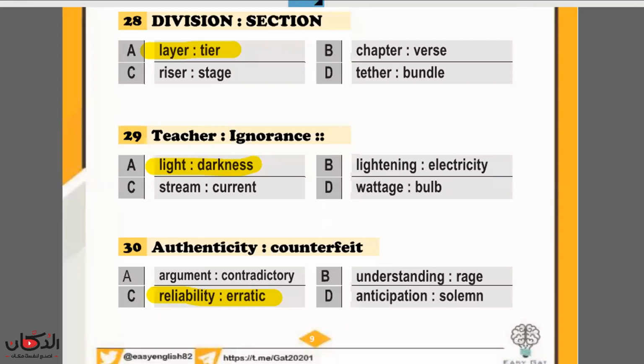Reliability, the quality of being trustworthy. What? I can't hear you. You are talking to me?